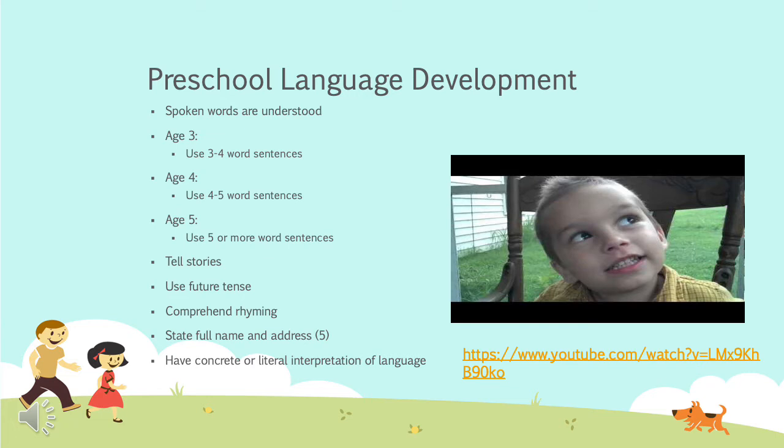They're able to tell stories, and the stories they tell are usually magnificent. They have future tense now, which is new. They understand rhyming, so the Cat in the Hat, Dr. Seuss books are wonderful for this age group. They state their full name and address by age 5, and that is a safety measure that all children should know, their home address. They have concrete or literal interpretations of language. So again, it makes storytelling so much more fun. You'll see in the video this preschooler telling his story of his day.